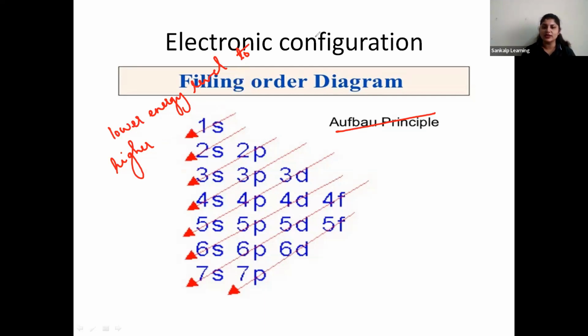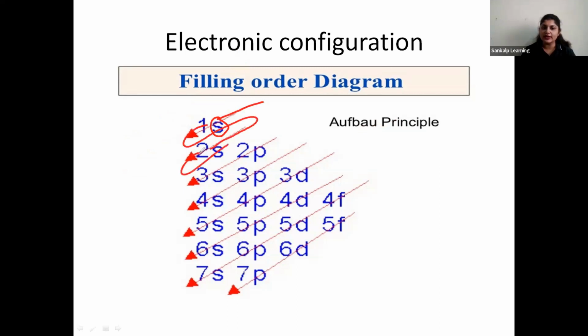So 1s is the lowest energy level. First the electron goes to 1s, then it goes to 2s, then 2p. Then it goes to 3s, then 3p. Then 4s, then 3d, 4p, 5s, and so on.